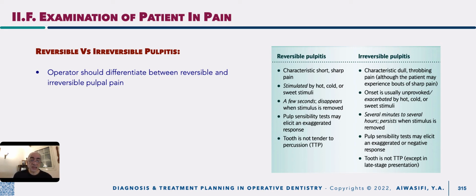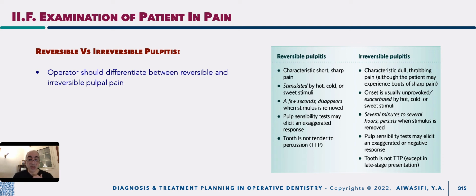A few seconds after the stimulus, in case of reversible pulpitis, the pain disappears when the stimulus is removed, while for irreversible pulpitis, several minutes to several hours of persistence of pain is recorded after removal of the stimulus. A pulp sensibility test may elicit an exaggerated response in reversible pulpitis, and for irreversible pulpitis it may also show an exaggerated response or maybe a negative response at all in advanced cases.